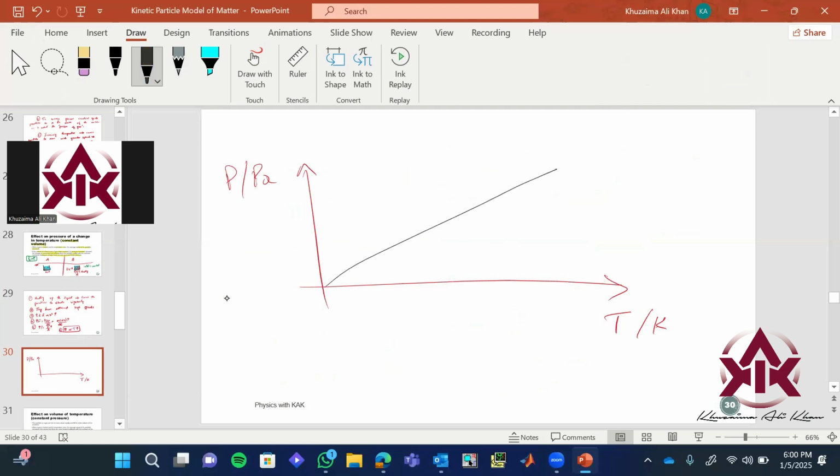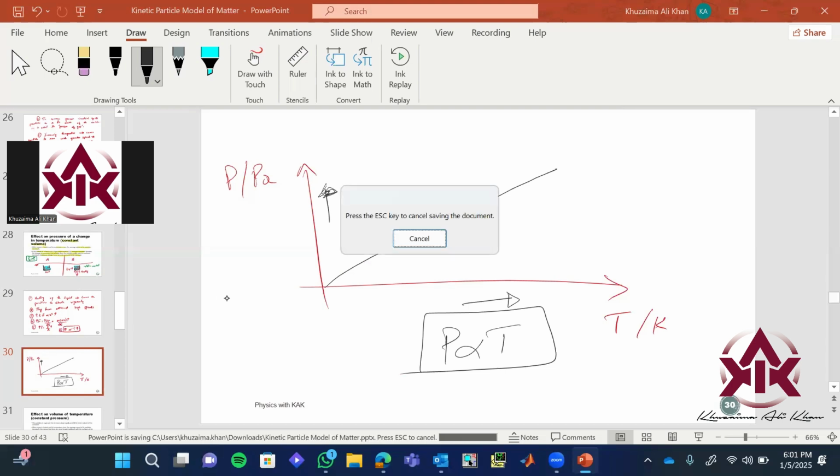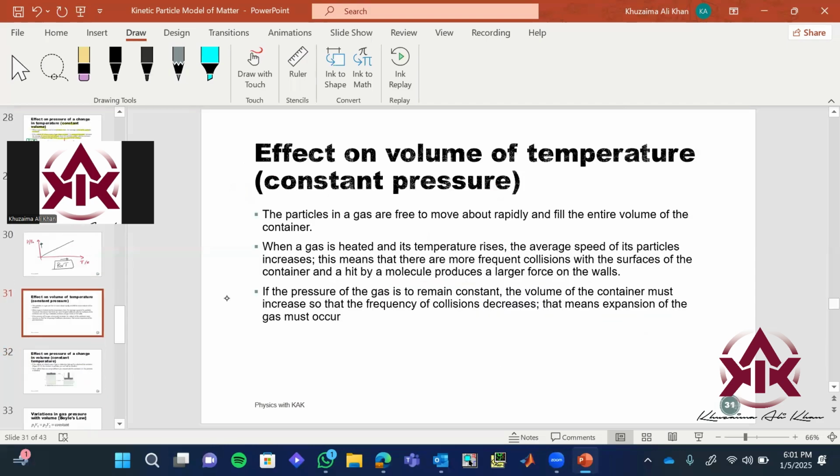It's going to be a direct proportion. If your temperature increases, so does your pressure. So they are directly proportional to each other. This is the graph and this is the relation: pressure is proportional to temperature. This is your entire relation. Let's say you have constant volume and you're varying pressure and temperature, so this is how they will interrelate.